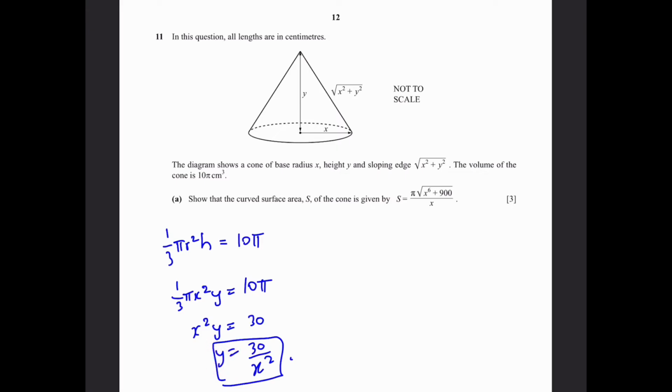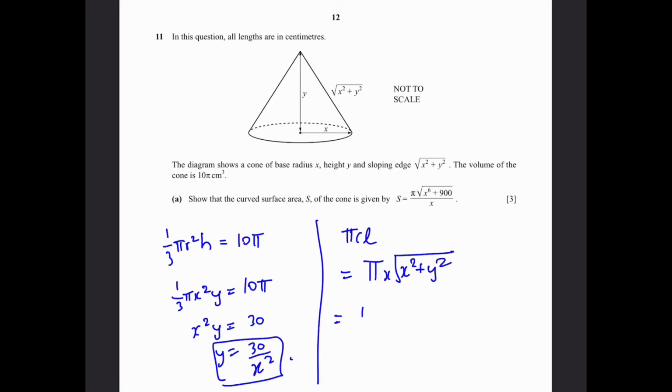The curved surface area is pi r l. That's equal to pi times the radius, which is x, times the square root of x^2 + y^2, which is the slope length. Well, we know that y is 30/x^2.